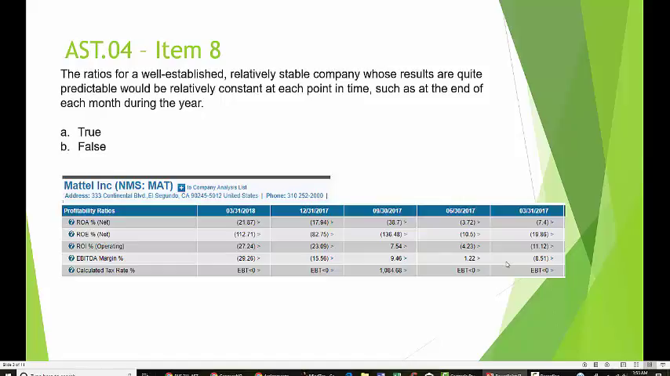So, if you have a well-established, stable company, are the ratios going to be the same at the end of every period, whether it's a month, a quarter, or a year? Not really.